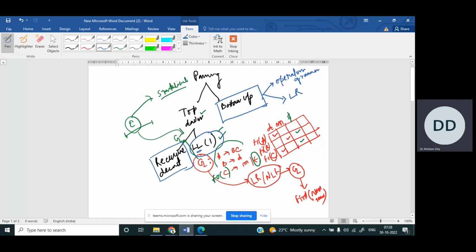You have heard about LL, and now it is LR. The first L stands for left to right scan, and the second R stands for RMD, rightmost derivation. Under LL, we saw left to right scan and leftmost derivation. Here it is rightmost derivation.